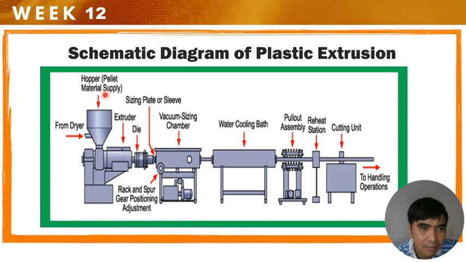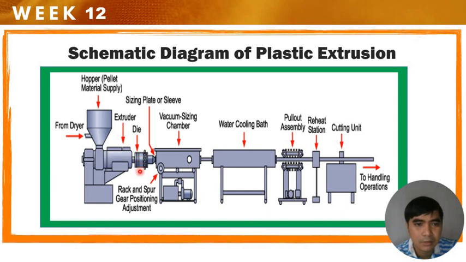So here in the hopper, the pellet plastic materials are being supplied, and they are air dried. So there should be a blower here, and once they reach the extruder, they should be melted, and they should be molded here in the die.